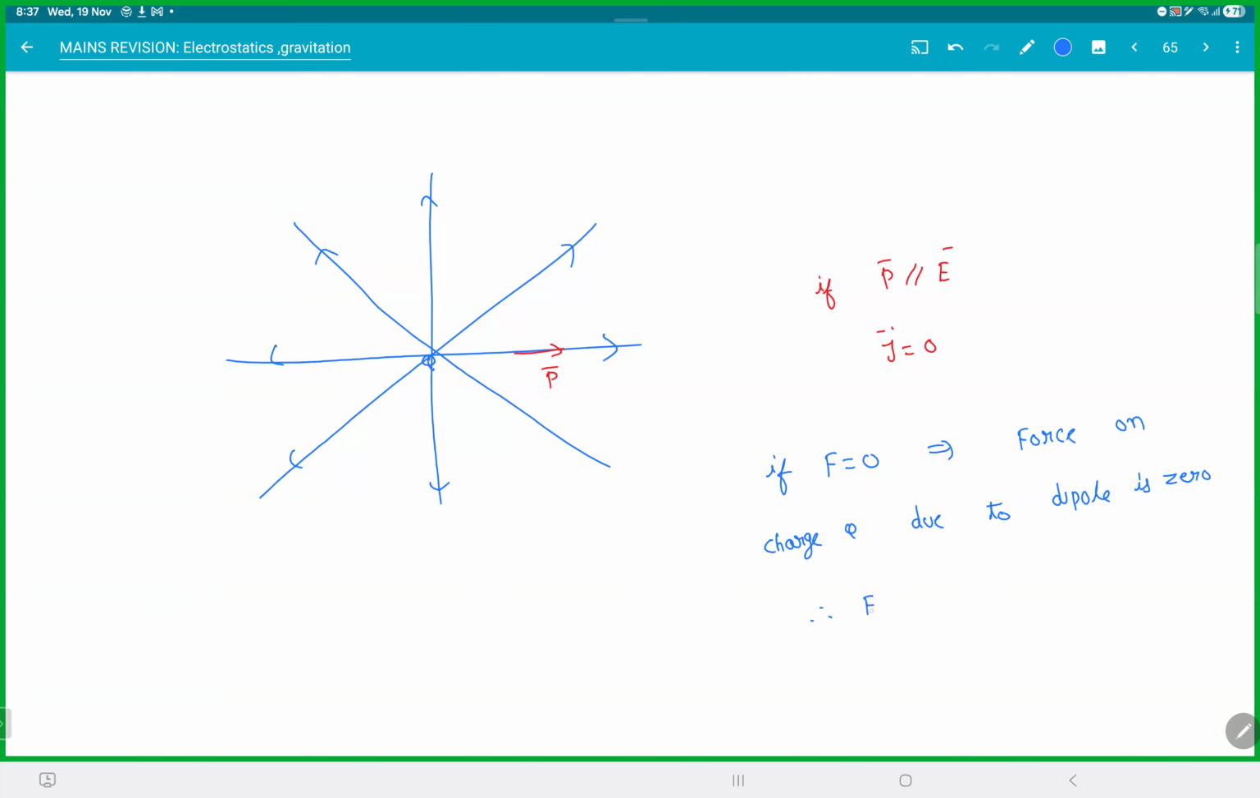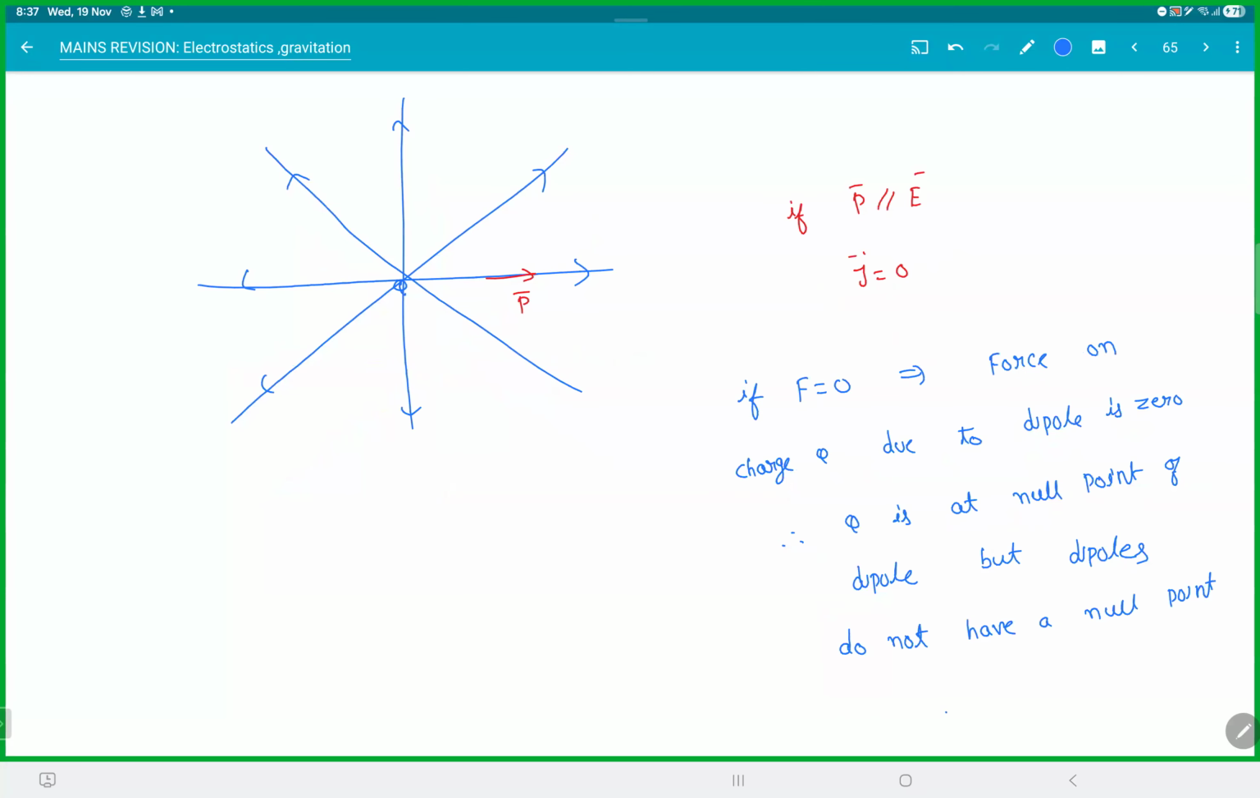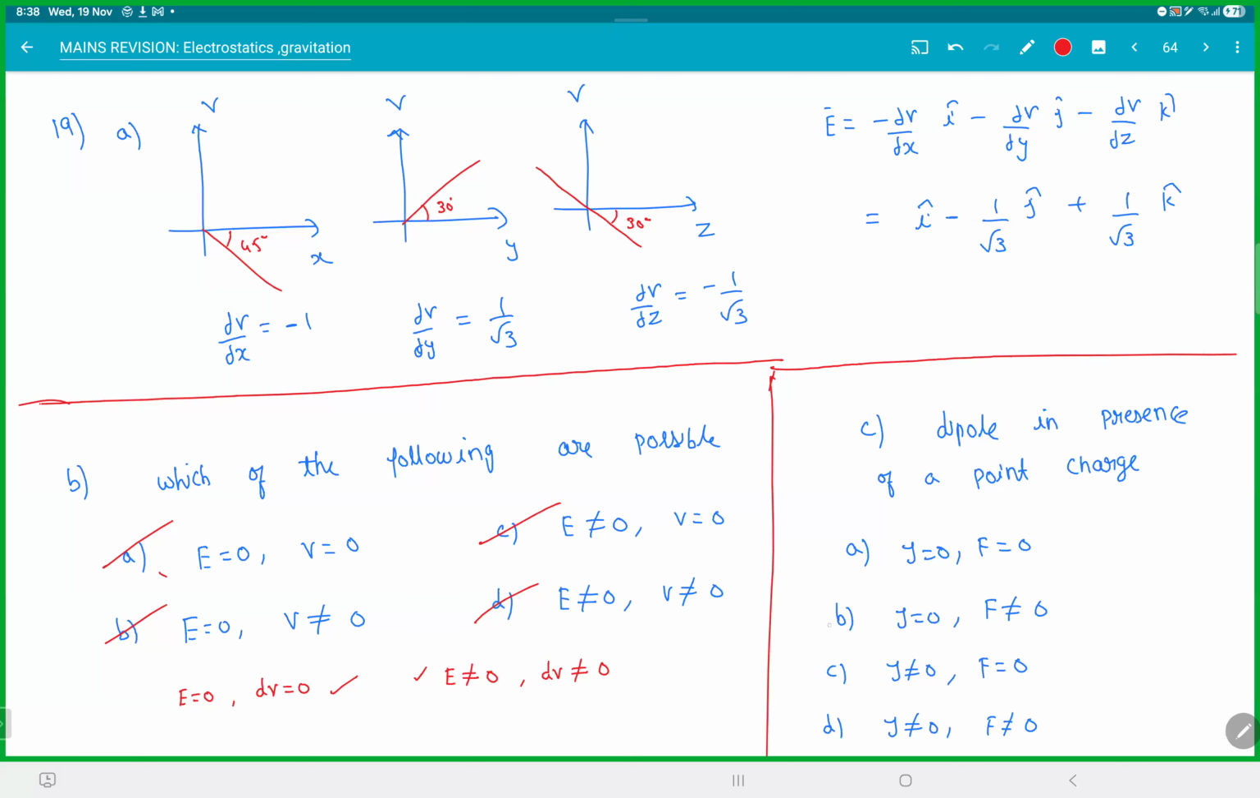That means, therefore, the charge Q is at the null point of a dipole. But does a dipole have a null point? Is there any point where the field due to a dipole is zero? Dipoles will never have a null point. You do not have a point where the electric field is zero. Therefore, force can never be zero. Are you clear with that? You can argue like that also. So you can take all the cases where torque is zero, force is not zero. So basically B and D.